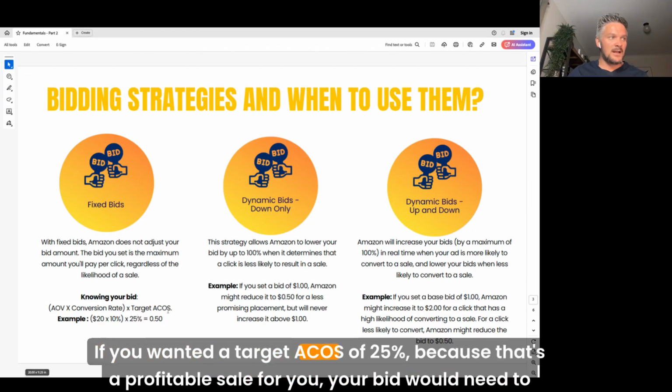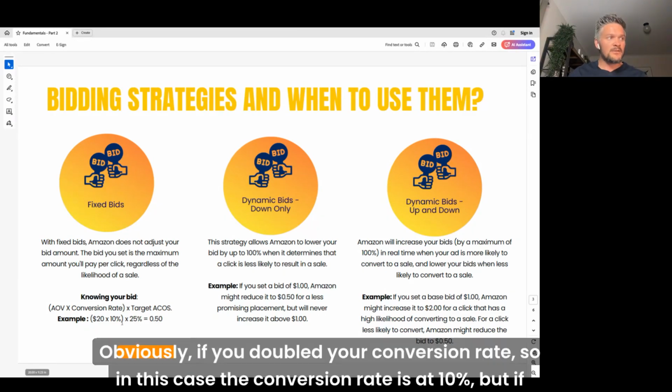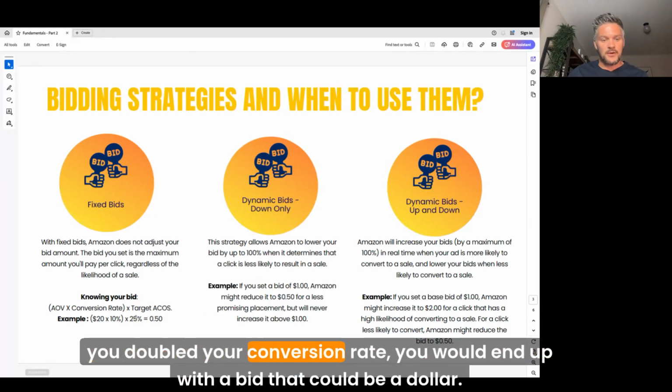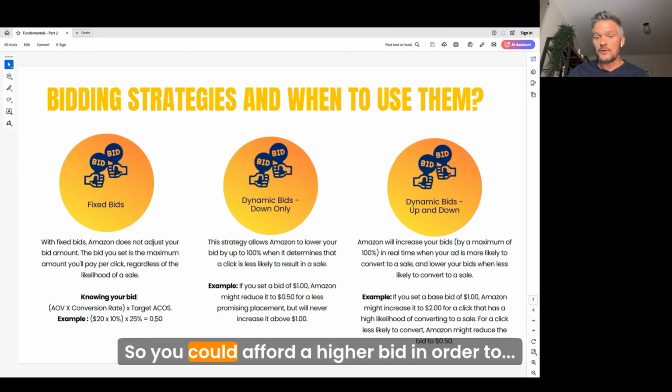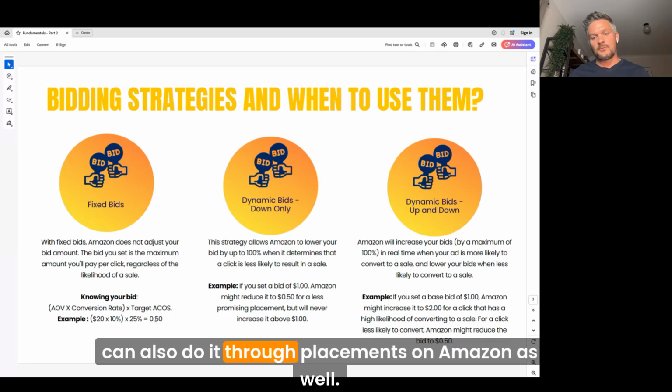If you wanted a target ACOS of 25%, because that's a profitable sale for you, your bid would need to be 50 cents, as an example. Obviously, if you doubled your conversion rate, so in this case the conversion rate is at 10%, but if you doubled it, you would end up with a bid that could be $1. So you could afford a higher bid in order to get that. Now, conversion rate can be improved in a whole bunch of ways. Obviously, listing content, but you can also do it through placements on Amazon as well.